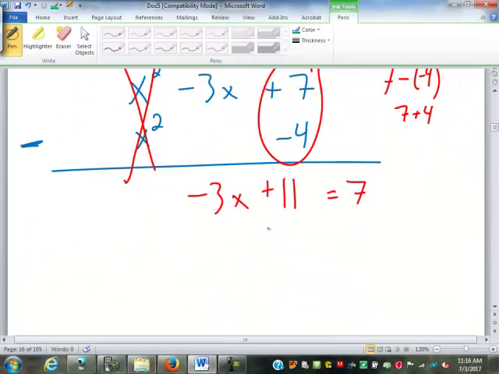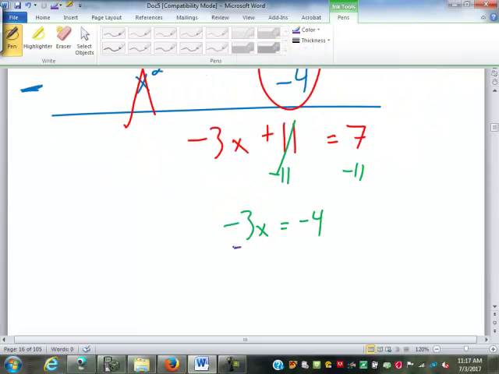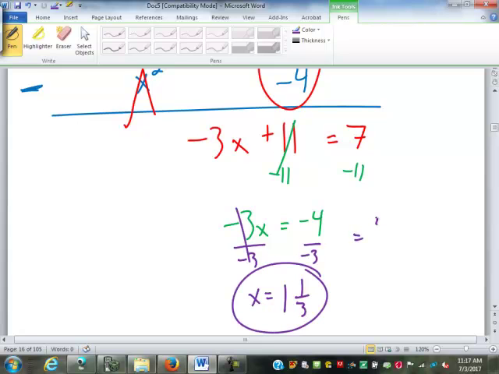Now I'm just going to subtract 11. Negative 3x equals negative 4. And then divide by a negative 3. So x equals negative 4 divided by negative 3. Careful, negative divided by negative is a positive 1 1/3. It's a positive 4/3, which is a positive 1 1/3.